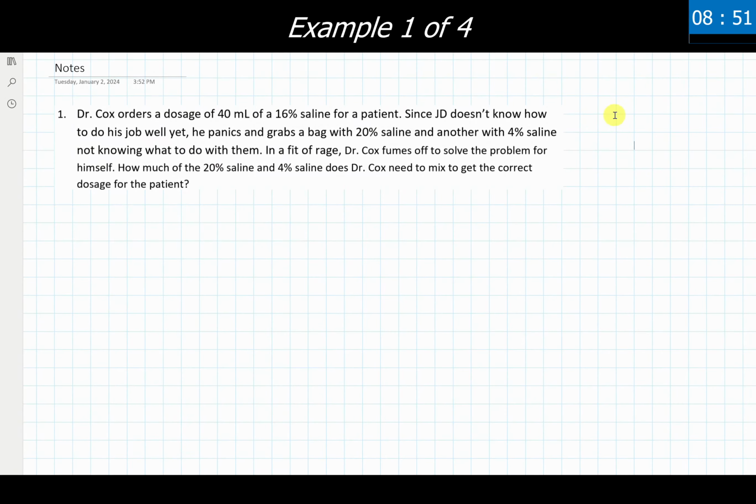Looking at our first problem, we are told that Dr. Cox orders a dosage of 40 milliliters of a 16% saline solution for a patient. Since JD doesn't know how to do his job well yet, he panics and grabs a bag of 20% saline and another with 4% saline, not knowing what to do with them. In a fit of rage, Dr. Cox fumes off to solve the problem for himself. How much of the 20% saline and 4% saline does Dr. Cox need to mix to get the correct dosage for the patient?